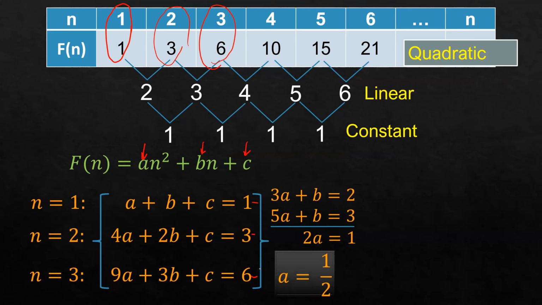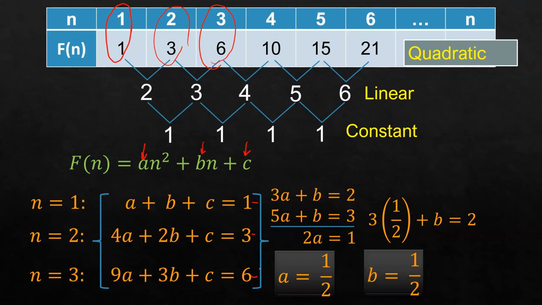Nice, right? Well, now that we know a, that's a third of the way through because we need to solve for b and c also, right? How are we going to do that? We're just going to plug a back in. So 3 times 1/2 plus b equals 2. Therefore, b must be 1/2. Okay, now let's go back to this first equation here. Plug in a and b to solve for c. Well, 1/2 plus 1/2 plus c equals 1. So c is going to have to be 0.